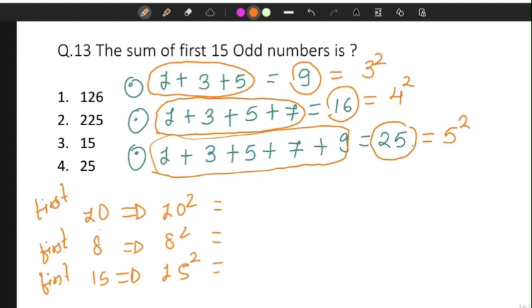That is, the sum of the first 10 odd numbers is going to be 100. The sum of the first 8 odd numbers is going to be 64. The first 15 odd numbers' summation is going to be 225. Got it? So I hope you have learned this trick very carefully. Whenever they ask us about the first 15 odd, first 16 odd, first 2 odd numbers, first 7 odd numbers, first.